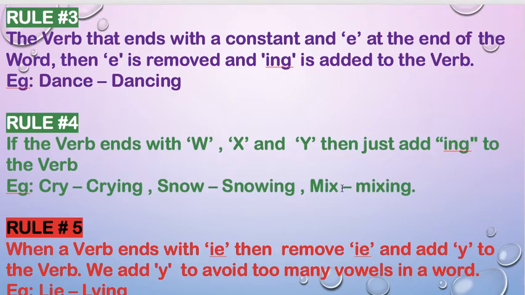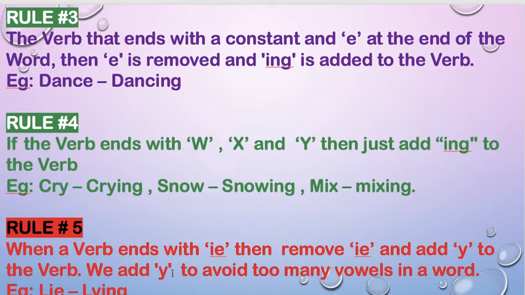Next, mix. What is the last alphabet of this word? X. So we are simply adding ing. So mix will become mixing. Okay, the last rule, when a verb ends with ie, then remove ie and add y to the verb. We add y to the verb to avoid too many vowels in a word. We don't want too many vowels in the word. That's why we are dropping ie and simply adding y. Got it, students?